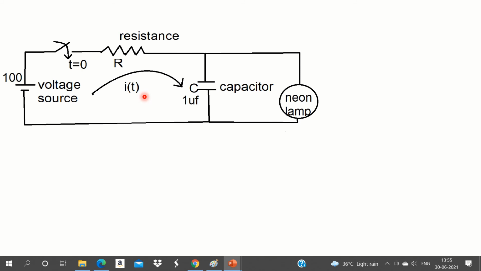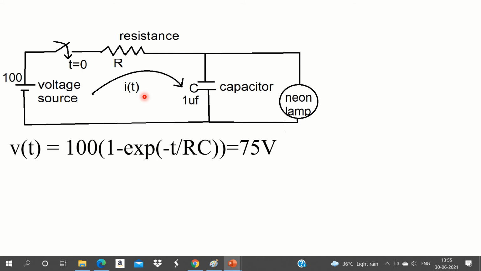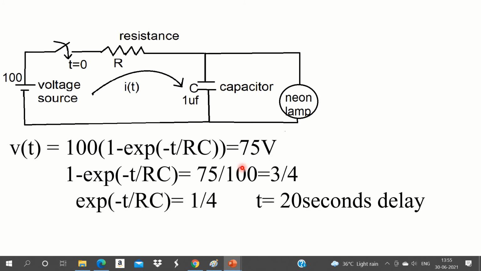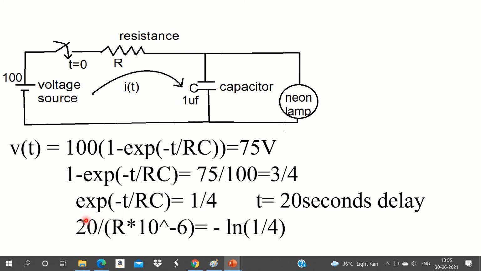So we know the voltage expression in the RC circuit. So 100 into (1 minus exponential of minus t by RC) is equal to 75 volts, because it will ionize at 75 volts. We equate at 75 volts. We get 1 minus exponential of minus t by RC is equal to 75 by 100, that is 3 by 4. So the exponential is 1 by 4. The time taken is the 20 seconds delay, so in place of t, you can put 20 seconds.